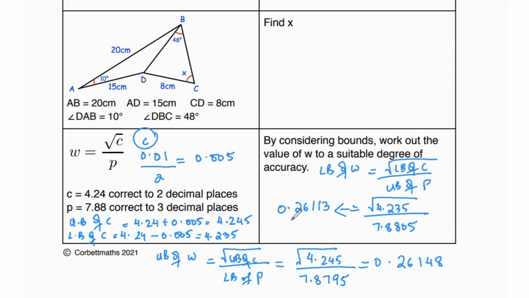It says by considering the bounds, work out the value of W to a suitable degree of accuracy. Since the first 3 decimal places are the same, 0.261, what we can do is we can just say that the value of W is 0.261. So that is your answer.